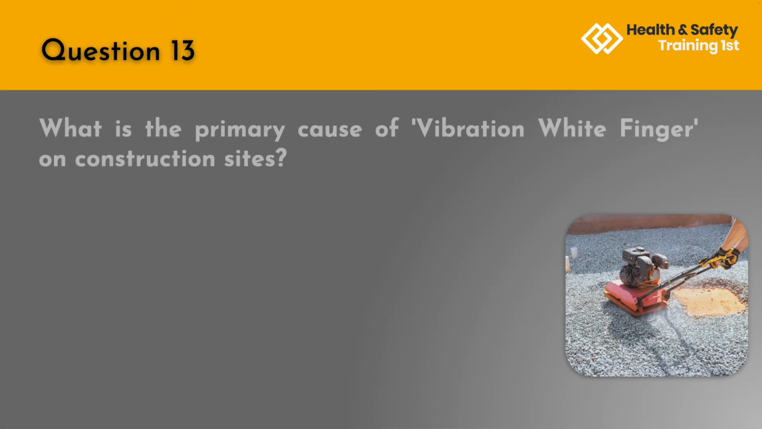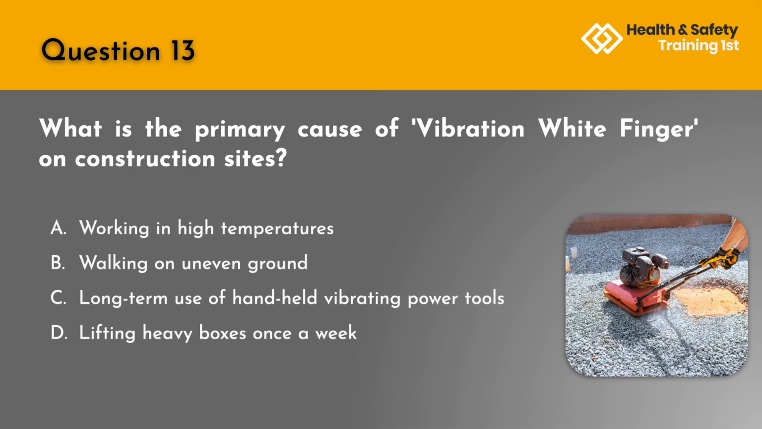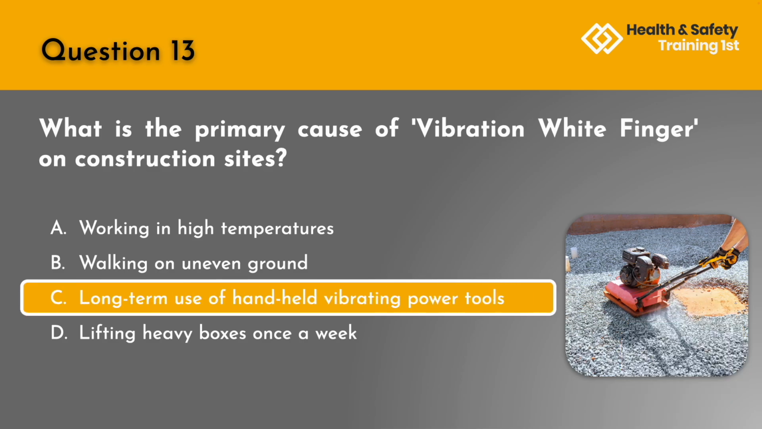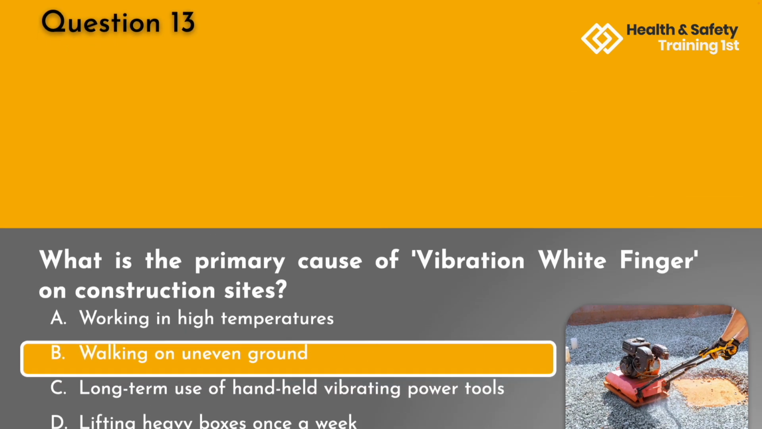Question 13. What is the primary cause of vibration white finger on construction sites? A. Working in high temperatures. B. Walking on uneven ground. C. Long-term use of handheld vibrating power tools. Or D. Lifting heavy boxes once a week. The correct answer is C. Long-term use of handheld vibrating power tools.